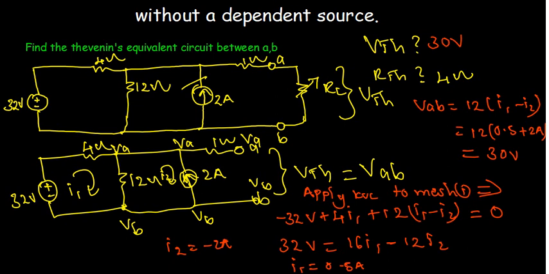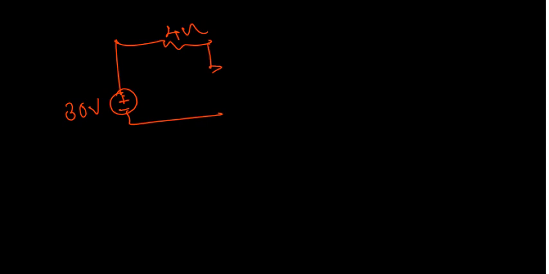So the Thevenin circuit becomes 30 volts and a resistor in series with 4 ohm. That is the Thevenin circuit. And here we can have the RL. If the RL changes, we can easily determine the values of the current or V0.